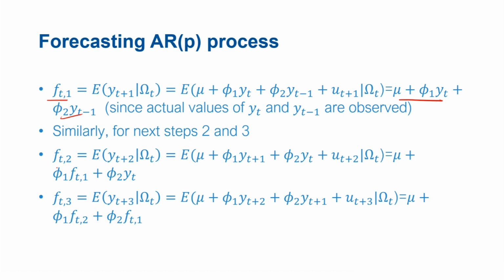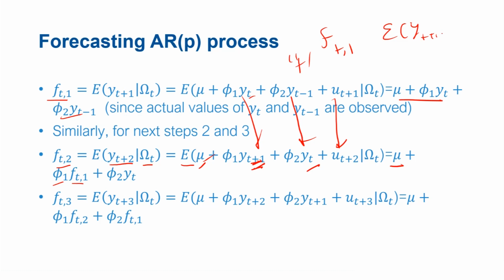We can similarly proceed for the 2-step forecast, ft comma 2, which is nothing but the conditional expectation of yt plus 2 given information available up till time t. Again, we'll add 1 to the subscript, so we'll get yt plus 1 here, yt here, and epsilon t plus 2 here. Now, while applying the expectation operator, please note that mu is constant, so it will remain unaffected. Yt plus 1 now is not observed at time t, so we have to take its conditional expectation, which we have already computed as ft comma 1. Yt is already observed, so it will remain as it is. So we'll have mu, with phi1 the expectation of yt plus 1, which is ft comma 1, plus phi2 into yt because yt is actually observed. Now, I hope we can see where we are going with this.